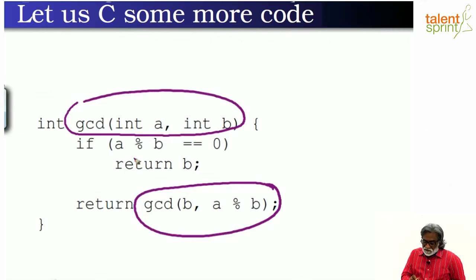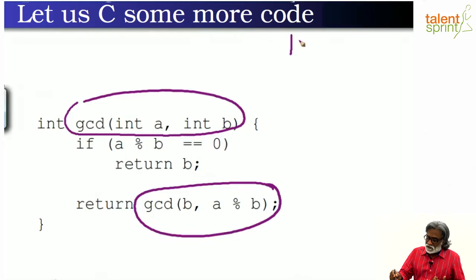So what is the terminating case? Sir, what happens if there is no common factor? Then mathematically 1 will be common. So when B becomes 1, we will return 1. Let's see the answer, sir.